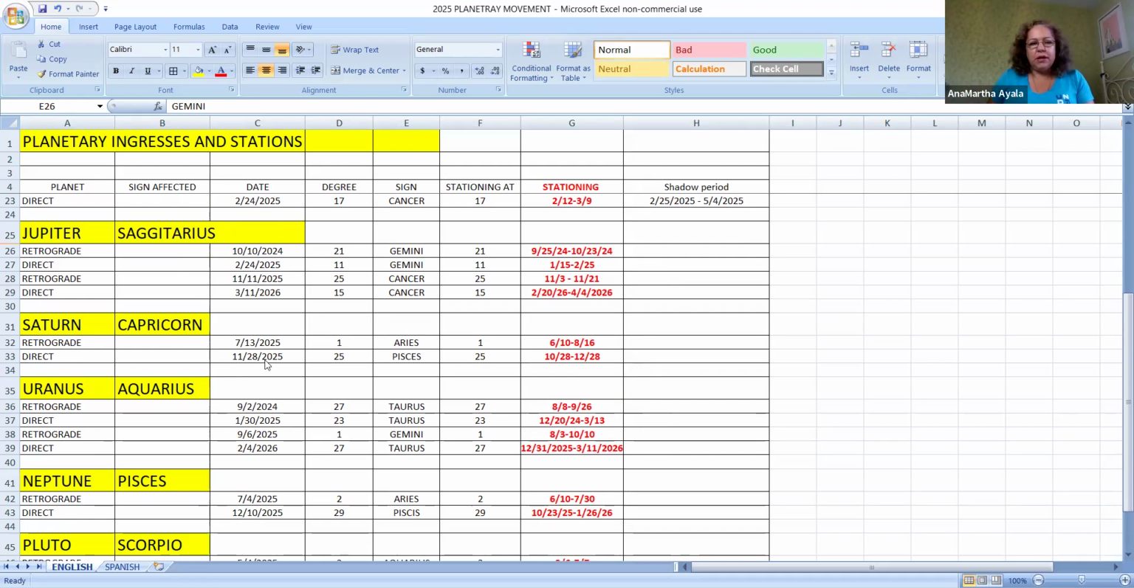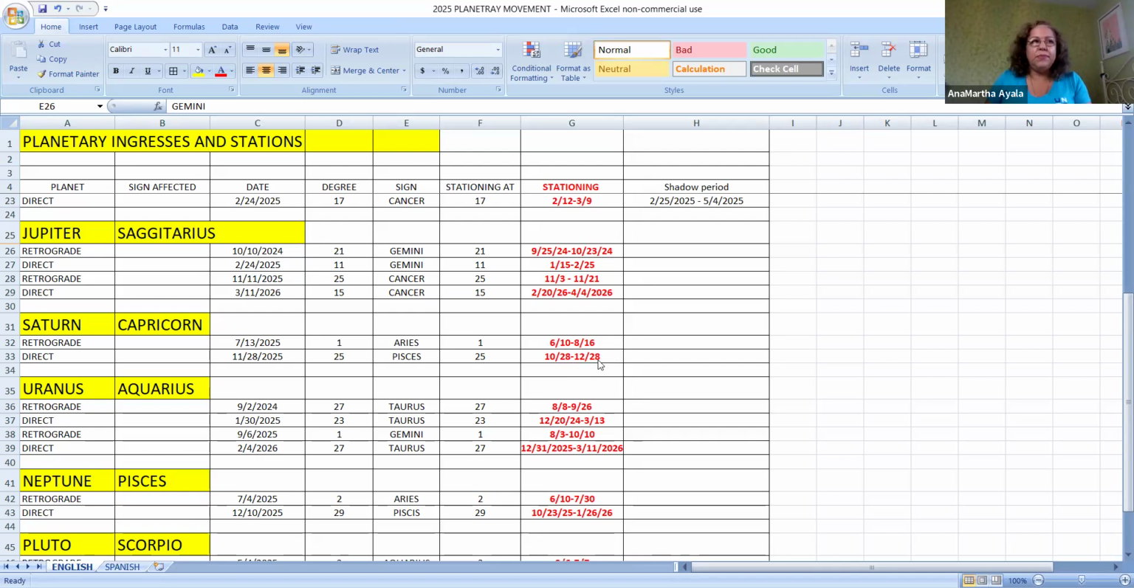Now, Saturn will go retrograde July 13th of 2025 at 1 degree of Aries. And this is a revision from the prior sheet because I had a typo. I put 10 instead of 1. So make a note. And then it'll go direct November 28th of 2025 at 25 degrees of Pisces. And these are the dates that it stations. Now you can see here, we're almost 2 months' worth of stationing, and then here it's 2 months' worth of stationing.